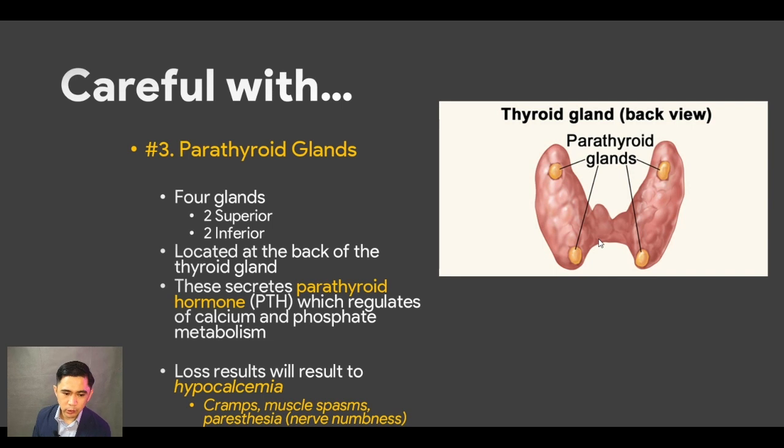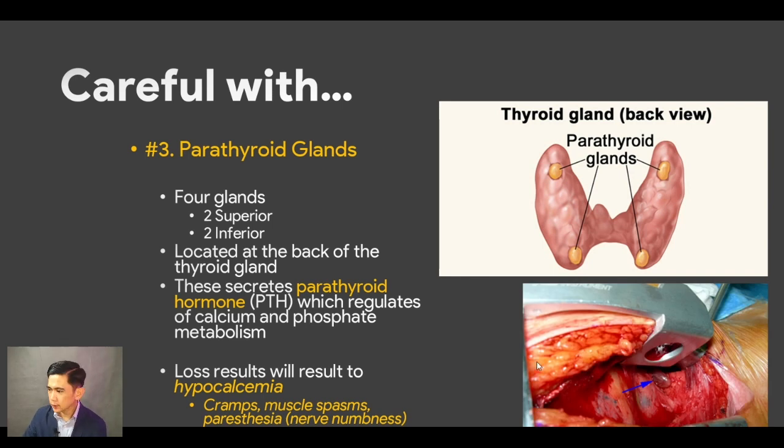Sometimes you just need to preserve 1 or even 2, not all, but you have to preserve 1 parathyroid gland. In actual pictures, this is what the parathyroid looks like. This is the thyroid. This is at the back of the thyroid, as you can see.